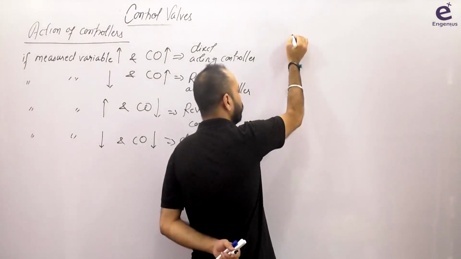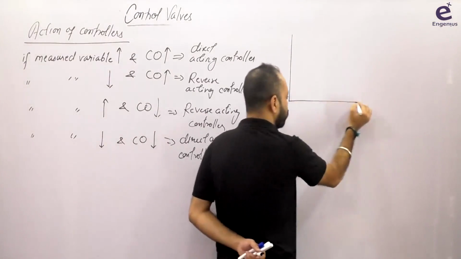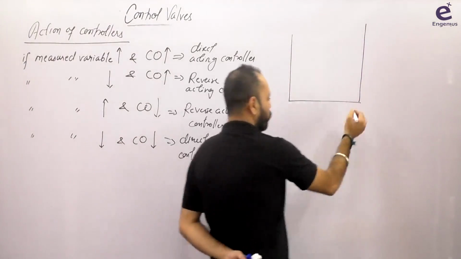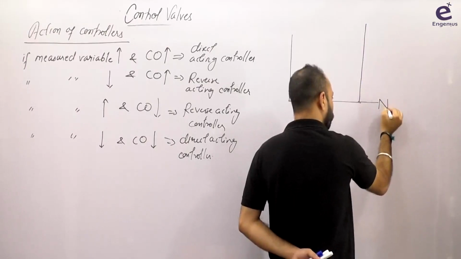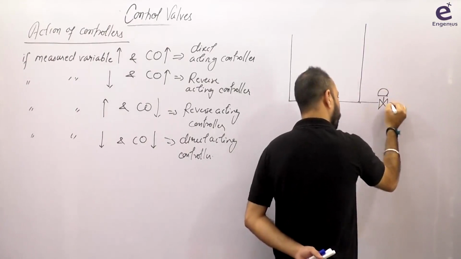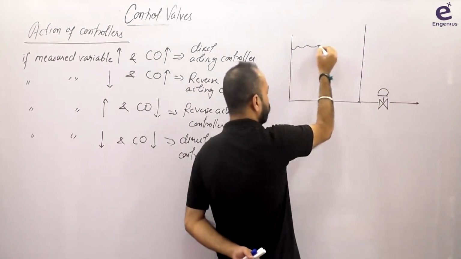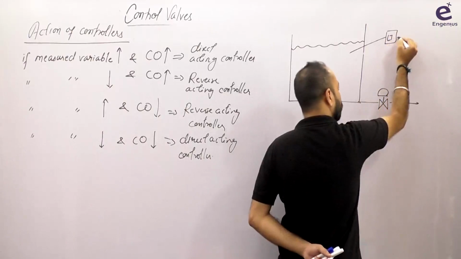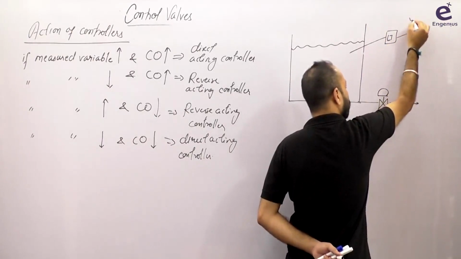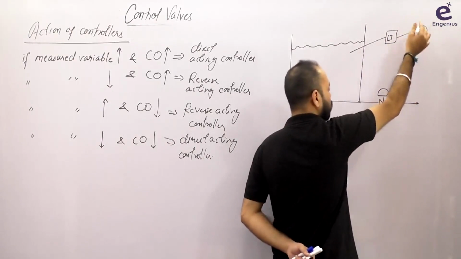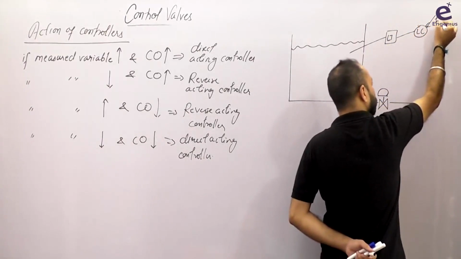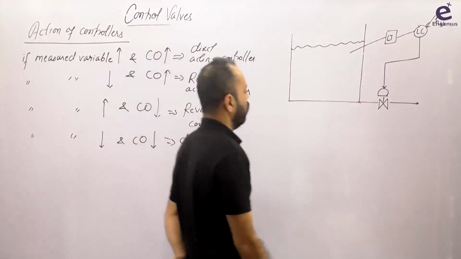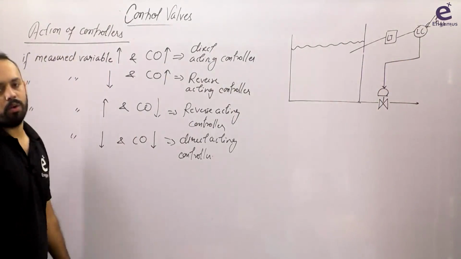Before deciding that what is the nature of controller, we must know the nature of valve. That is why I am discussing this topic here. Before deciding the nature of controller, we must know what is the nature of valve. Suppose this is a liquid level control system. LT, LC, sorry, this should be HSS, and then it goes to the valve. Correct? This is a liquid level control system.